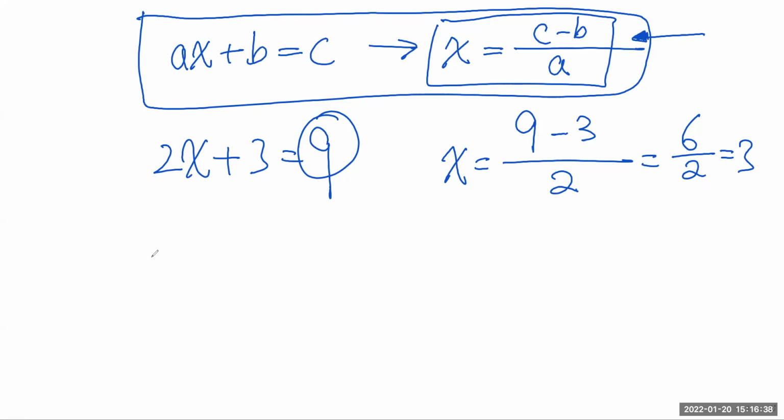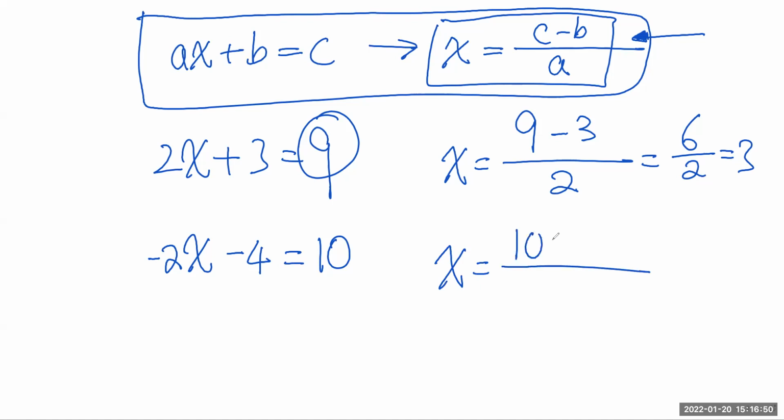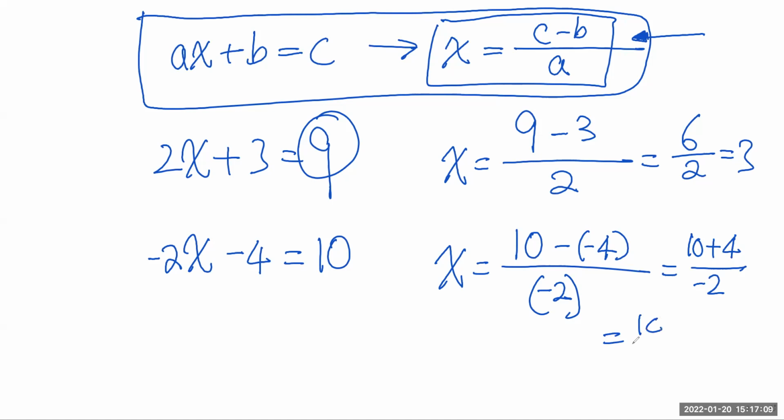Okay, let's see if we have something like, say, negative 2x minus 4 equal to, say, 10. And then we just use that. Then this is 10 minus negative 4 and divide by negative 2. So that will give us 10 minus negative is plus, so it's 10 plus 4 over negative 2, and that's 14 over negative 2, which is negative 7.